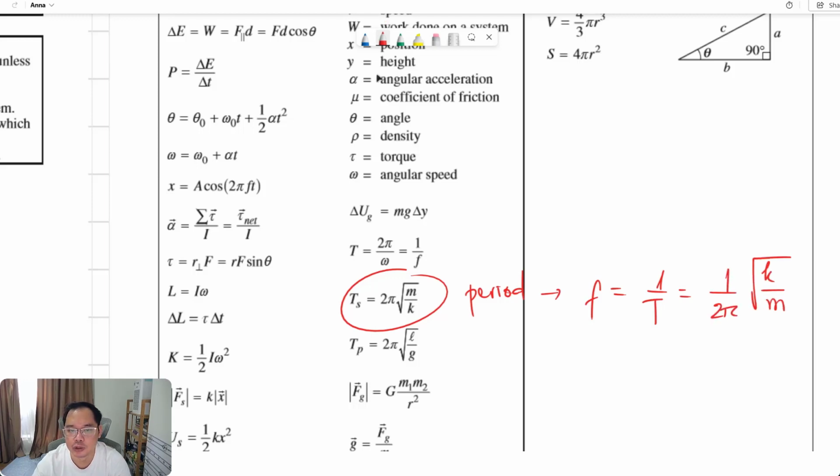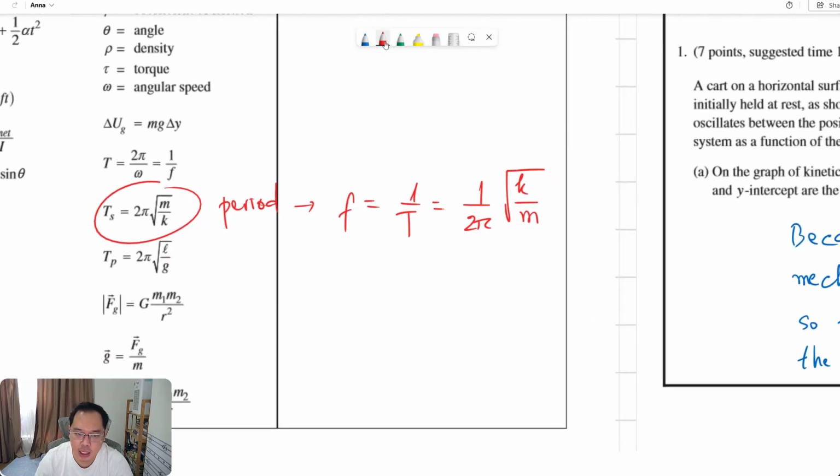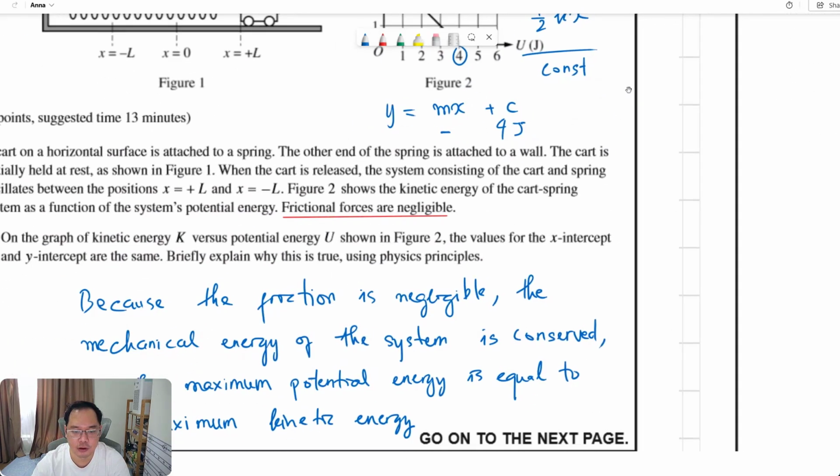And according to this formula, we see that the frequency here is inversely proportional to the square root of the mass, meaning when the mass increases by 4 times, the frequency will decrease by 2 times. So let me write that formula here again.